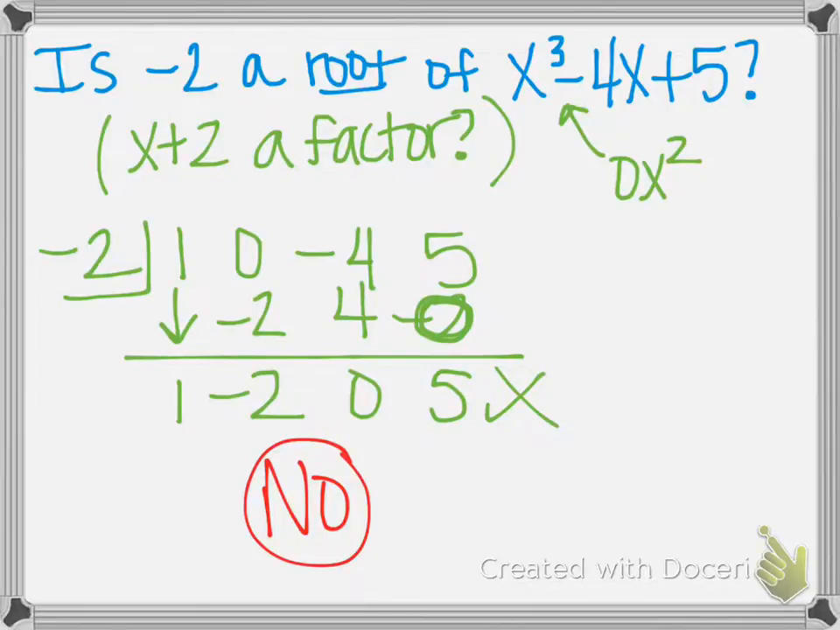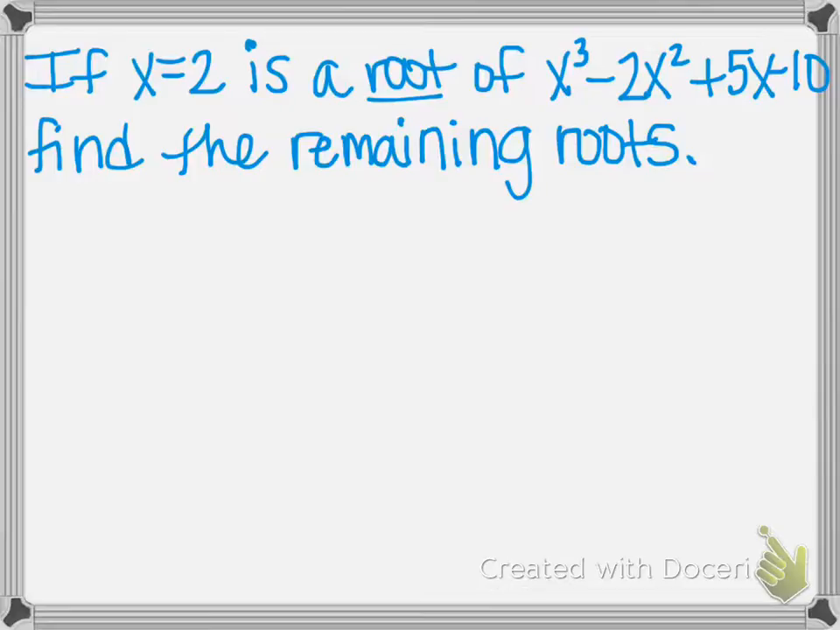Okay, and I could also ask you something like this. I'm telling you that x equals 2 is a root. And now I want to know, what are the other roots? Well, if you take a look at the fact that the degree of this polynomial is 3, that means I should have 3 roots. That's what that tells me. So they're giving me one of them, and there must be 2 more that I have to find.